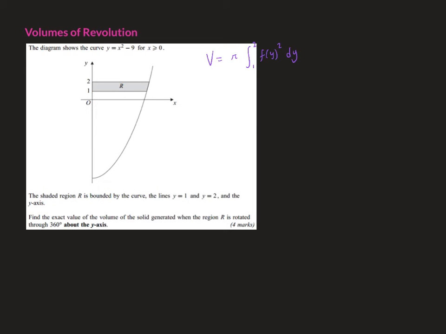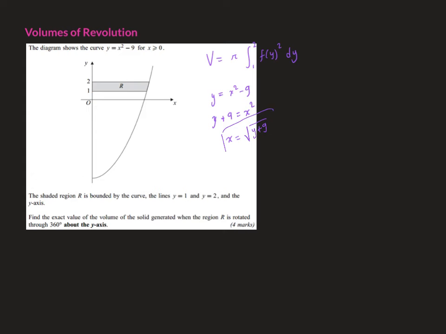Now, because the rotation is around the y-axis, my function has to be of x in terms of y. And the function that we are given, y equals x squared minus 9, can be changed keeping x as the leading variable like this. So x would be, and then we're going to take, because these are the positive x values, the positive square root of that expression. So positive square root of y plus 9.